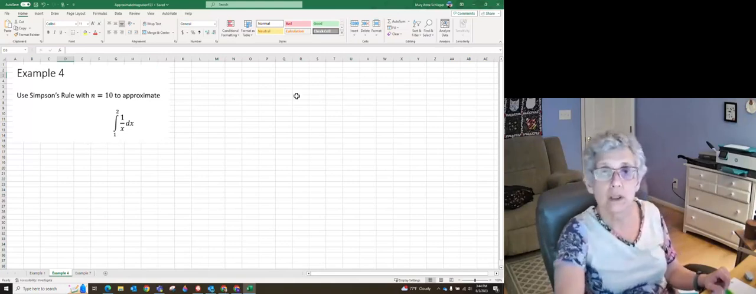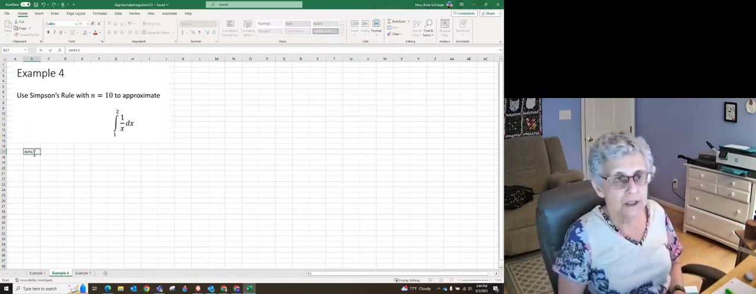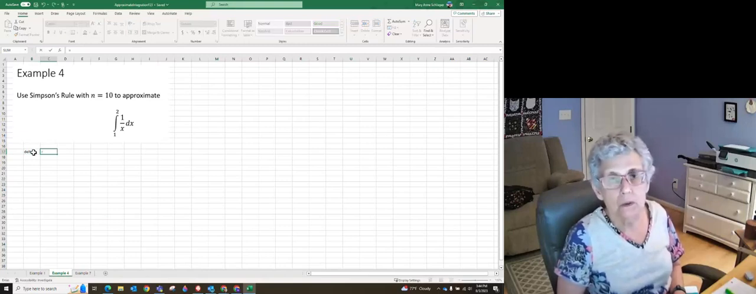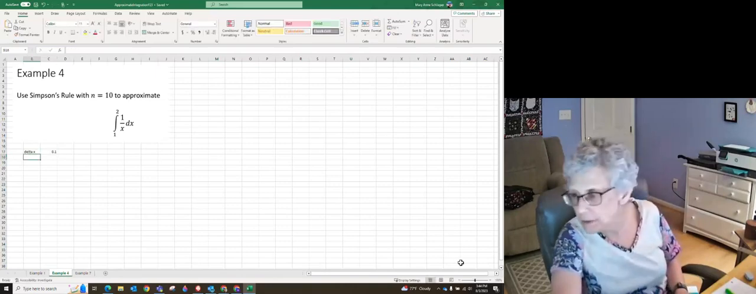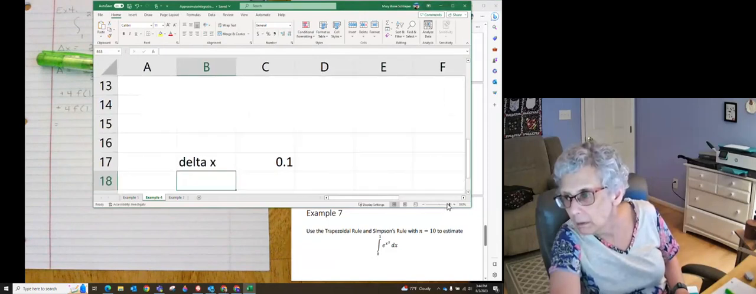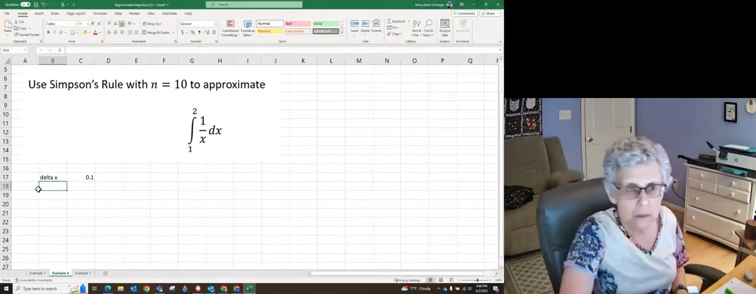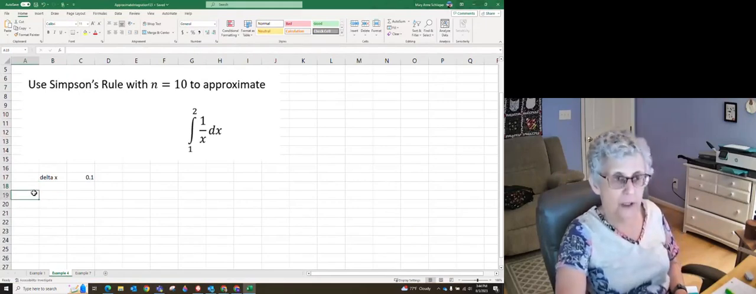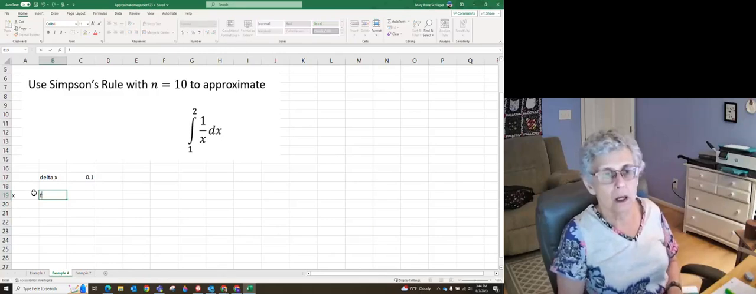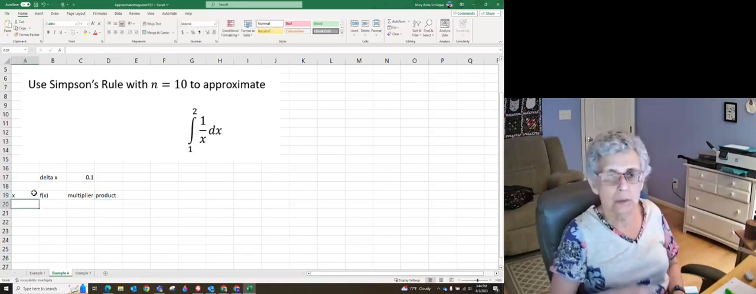Here's Simpson's rule with 10 intervals. So we'll start with delta x is equal to 2 minus 1 divided by 10. There's my delta x. And again, let's make this not that big. That looks better. That way we'll be able to see what's going on. Now I'm going to make a column for x, just like I did before. A column for f of x, a column for my multiplier, and a column for the product.